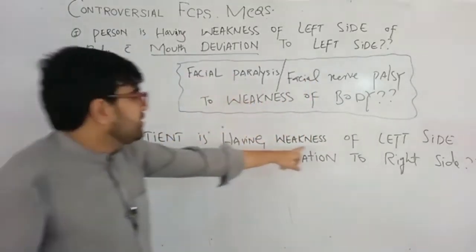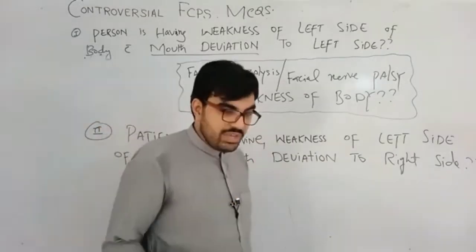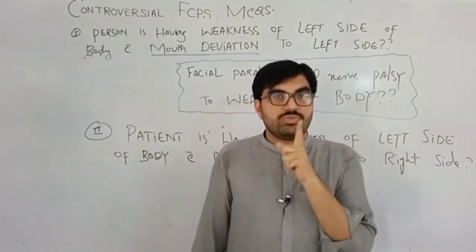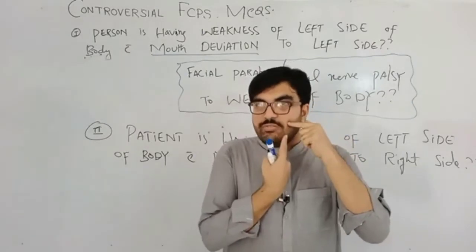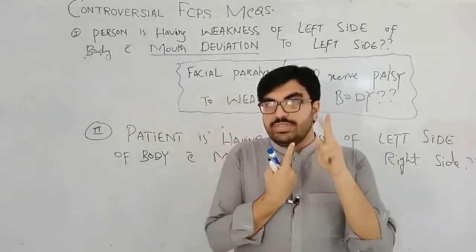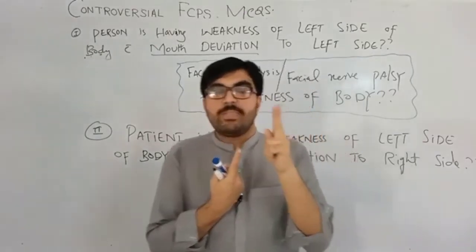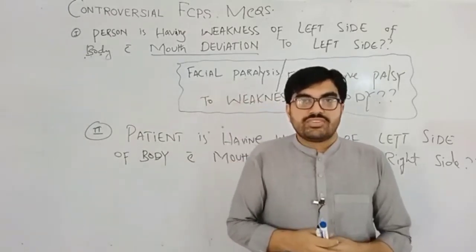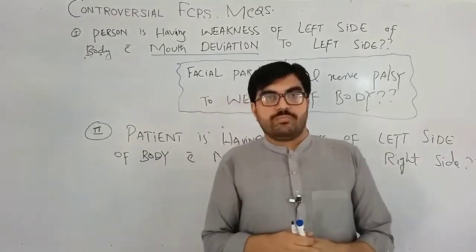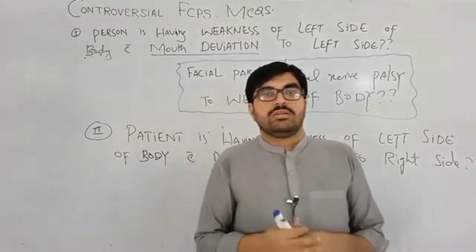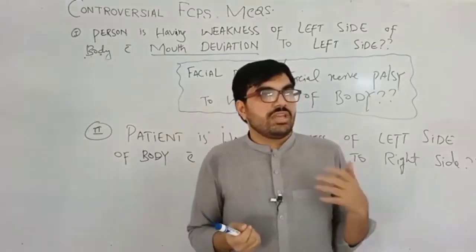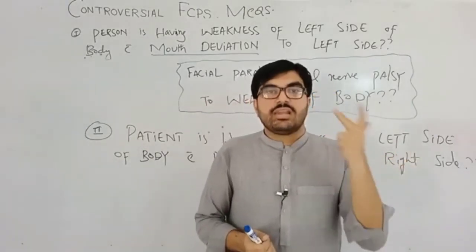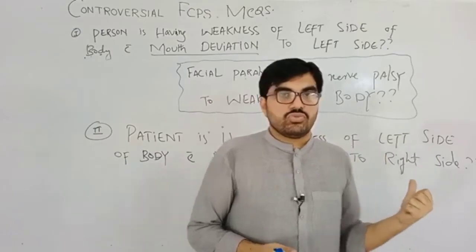Another MCQ: the patient has weakness of the left side of the body with mouth deviation to the right side, the opposite. His mouth is deviated to the right because his left facial nerve is paralyzed. So left facial nerve paralysis with weakness of the left body, these are ipsilateral. So the lesion is in the internal capsule. Now they can change the stem. Instead of internal capsule, they can ask about the MCA stroke. This is the typical presentation of the MCA stroke. Or they can give you the option of the cortex, corticospinal tract, internal capsule. These all are answers to this.